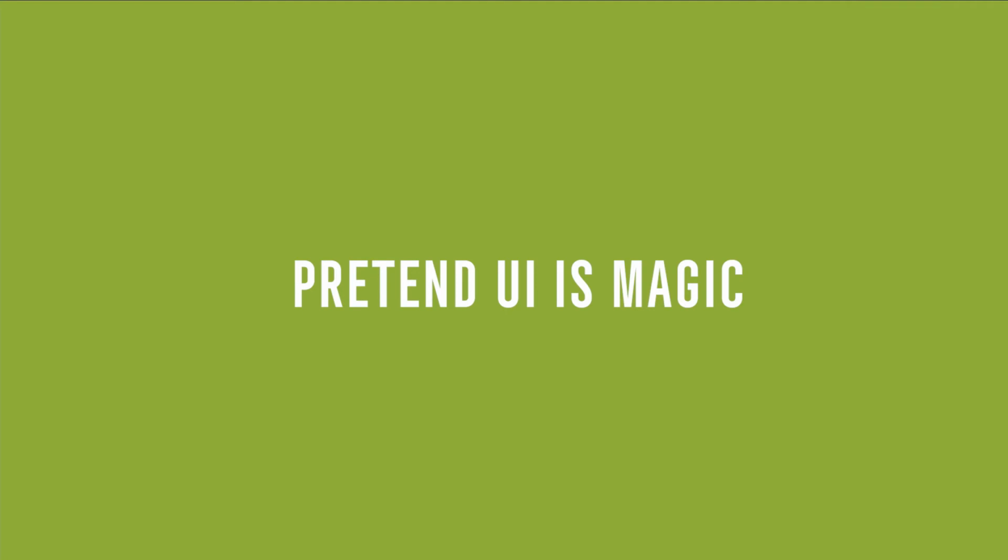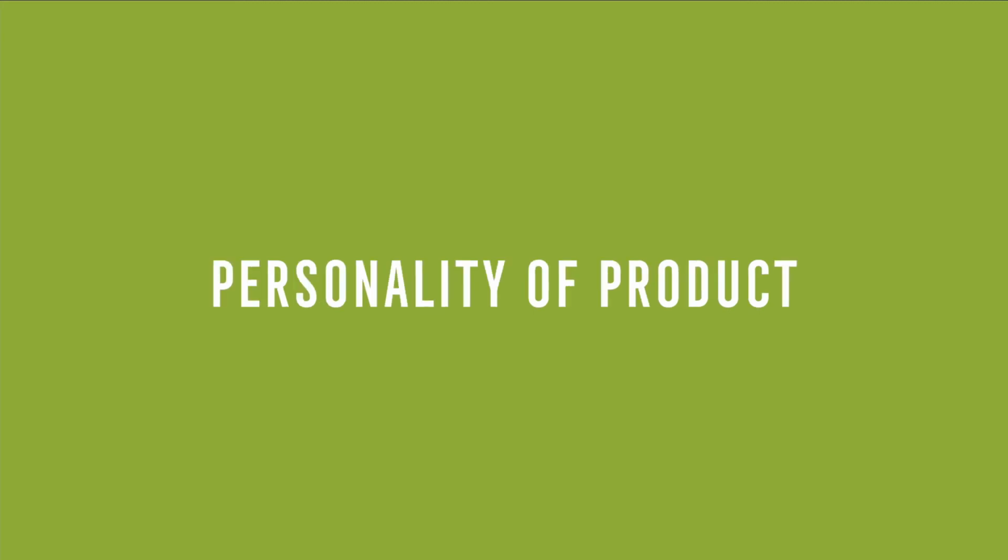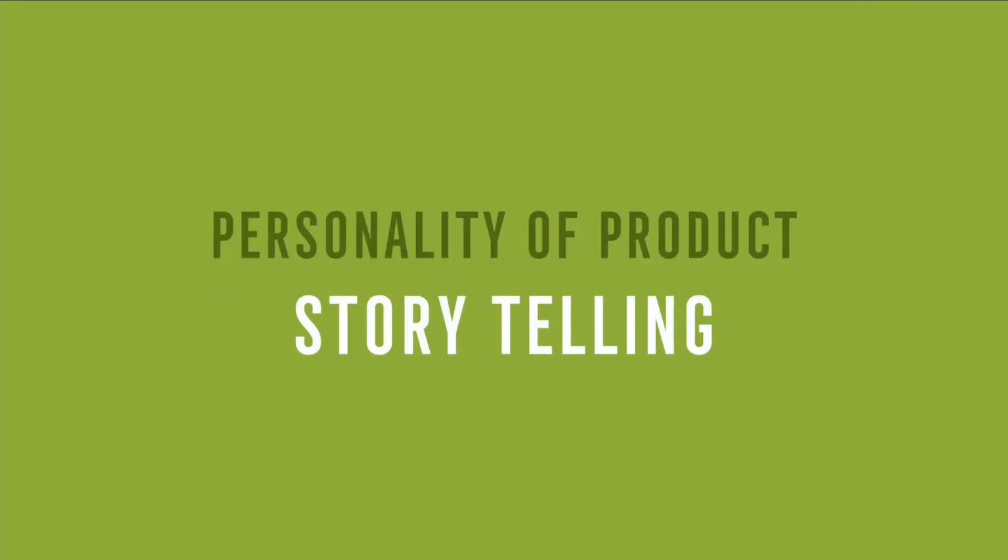Pretend UI is magic. Another thing I learned from the book is the importance of thinking of the product or UI as magic in the early stage of interaction design. By doing so, we focus on the personality of the product, thereby freeing our minds from unnecessary constraints and letting them drive our thinking towards innovative and interesting interactions. This is also where storytelling comes in. The product is the hero of the story that relieves a pain for the users.